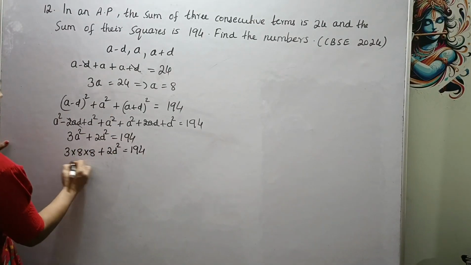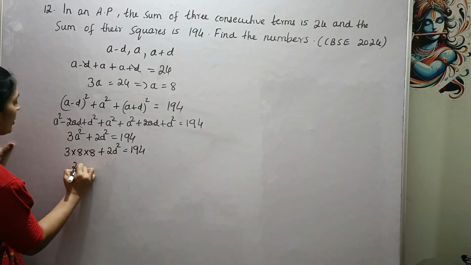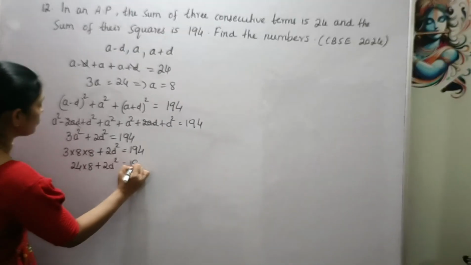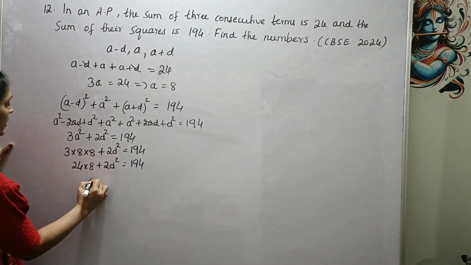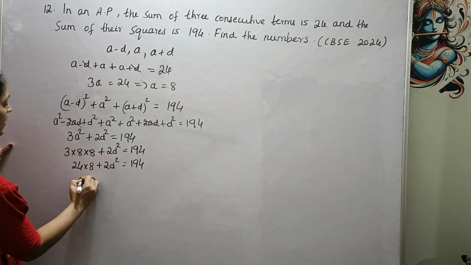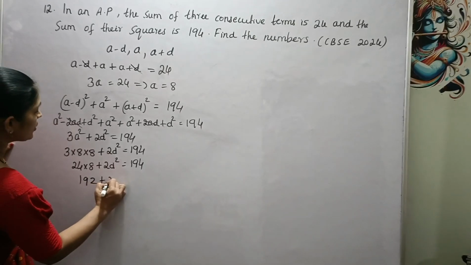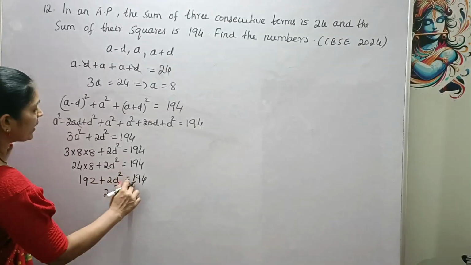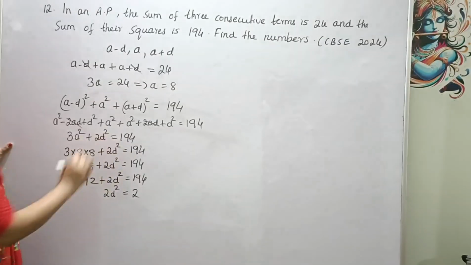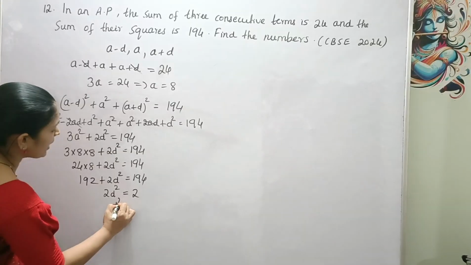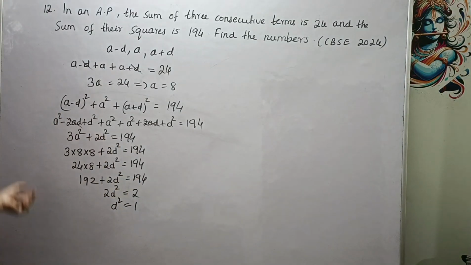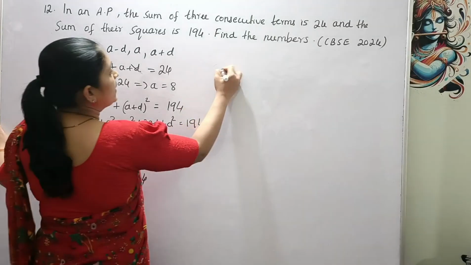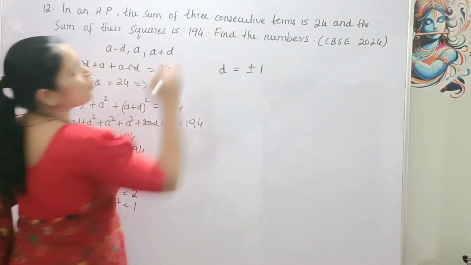That is 24 into 8 plus 2d square is equal to 194. See here, 24 into 8: 8 fours are 32, 8 twos are 16, so 192. 192 plus 2d square is equal to 194. So 2d square is equal to 194 minus 192, that is 2. So d square is equal to 1. That implies d is equal to either 1 or minus 1, right? d is equal to plus or minus 1.